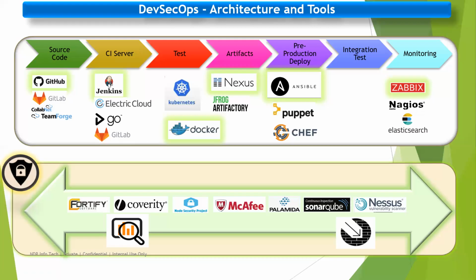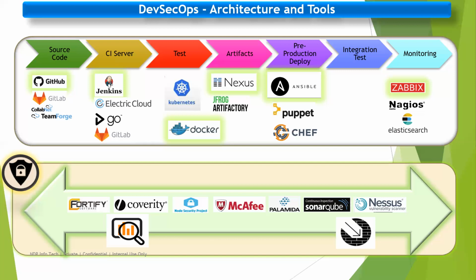Palamida is used for the open source scan. See, if you take any project, there will be proprietary code along with the open source code. So open source code we really cannot trust these days, right? Anyone can inject anything. So that's where Palamida is useful. SonarQube again, which is equal to Fortify.